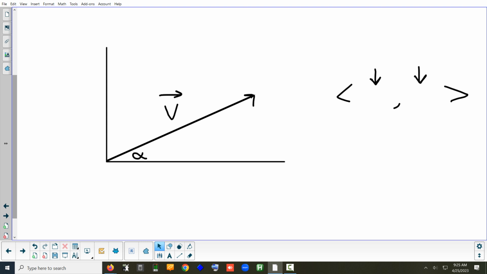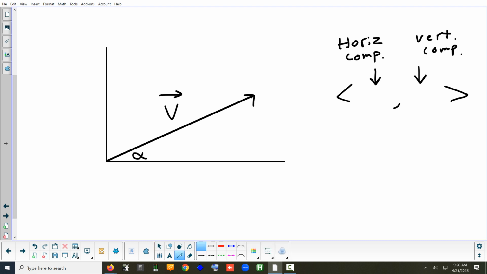What does this first number represent? Yep. The horizontal. That's the horizontal component. And what does the second number represent? Yep. The vertical. So in order to write a velocity vector, you need to break your problem down into a horizontal component and a vertical component. To do that, I need to make a shape out of this picture. Anybody have an idea of what shape I'm going to make? Right triangle. Yep, I'm going to make a right triangle.